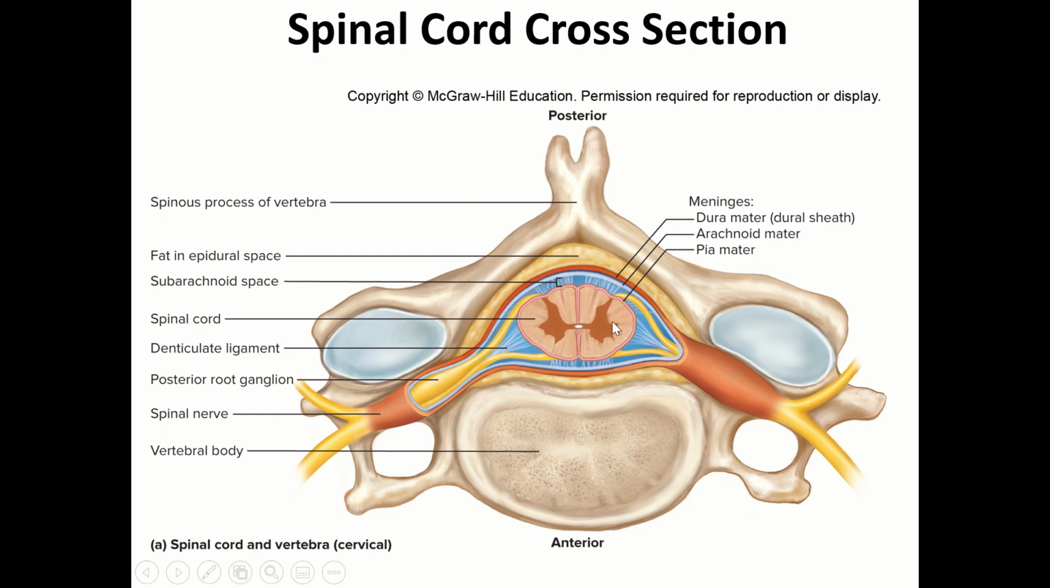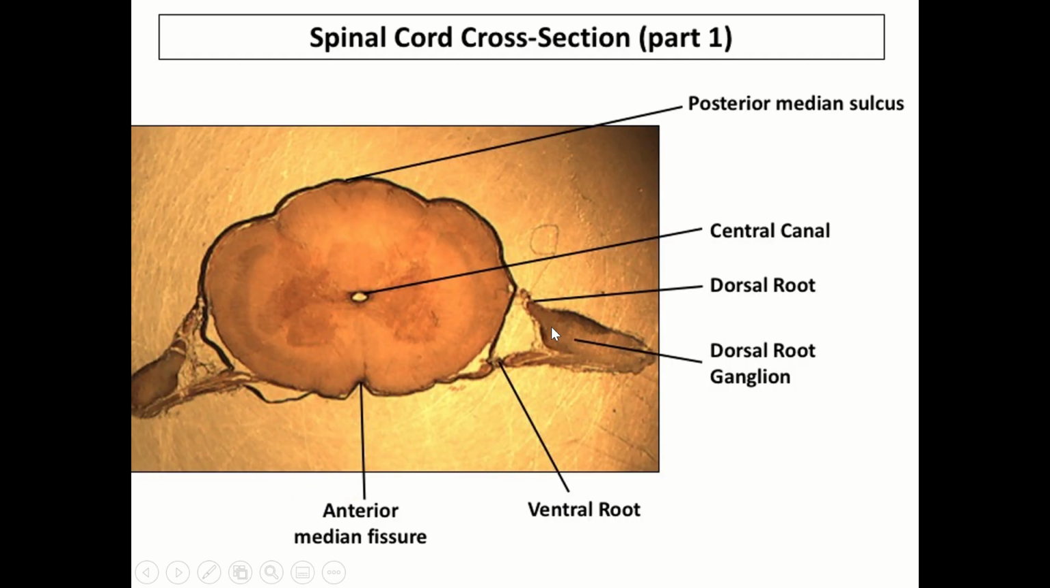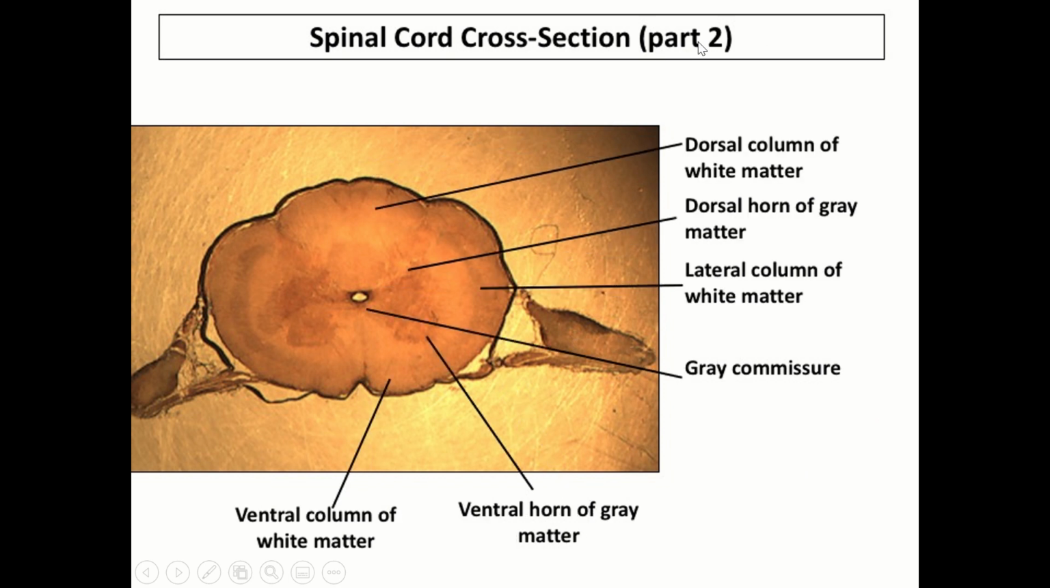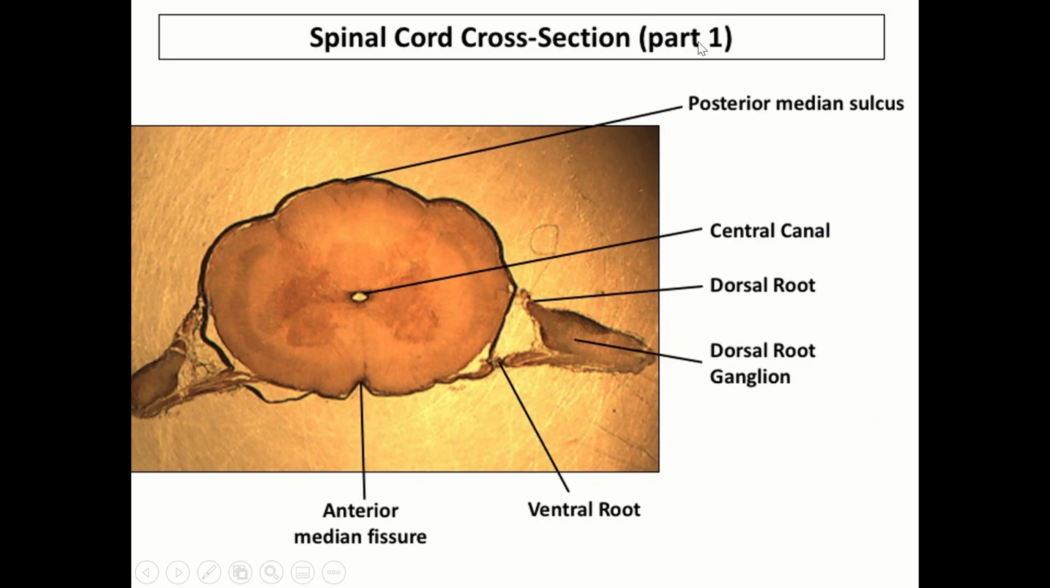As we look more closely at the spinal cord itself, we can see that there is a distribution of gray and white matter here, giving this butterfly pattern that you see. As we zoom into that on the slide, you can see these components identified between two different images here. Make sure you're responsible. Make sure that you are able to identify all of those components listed in Part 1 and Part 2 of the lab manual.